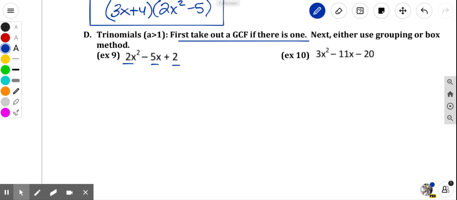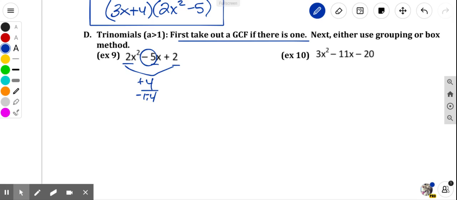Now remember, the first step for both of them is to multiply the first and the last numbers. 2 and 2 is 4. 2 times 2. Then you want to think of numbers that multiply to 4 but add to negative 5. So, I mean, our only factors here really are 1 and 4. Those are our only options. If we make both of those negative, they would multiply to positive 4 and add to negative 5.